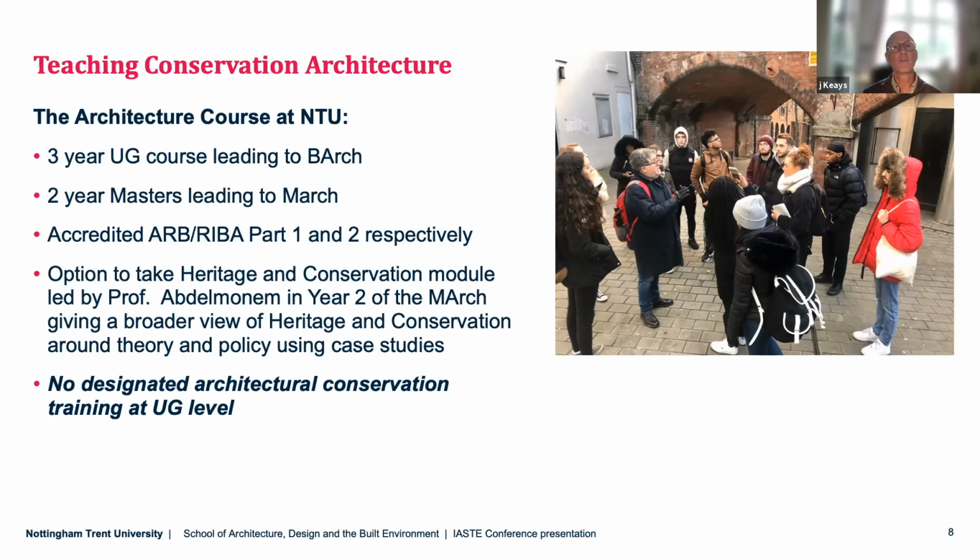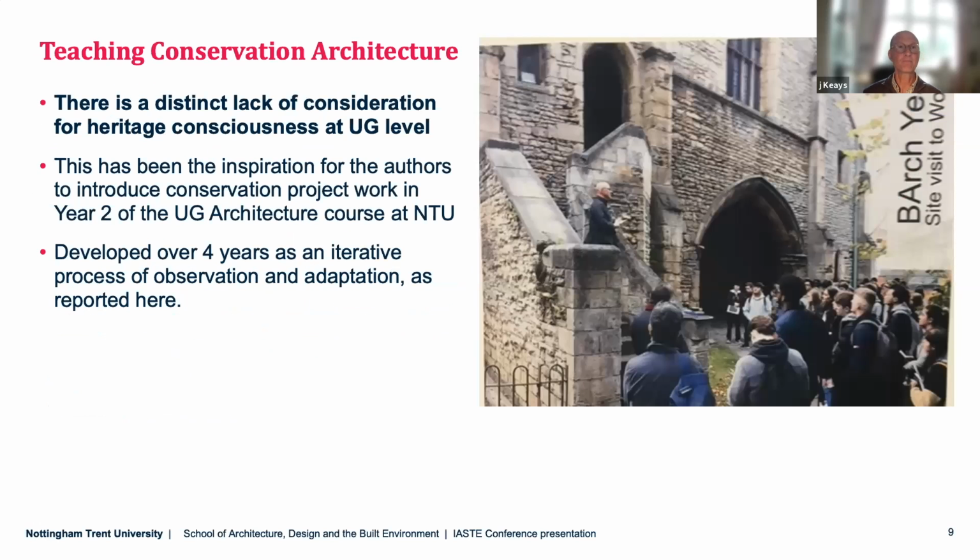But beyond what we're doing in our design studio, there is a 2-year master's leading to the MArch. Both are accredited by the ARB and the RIBA. In the master's level, there is an option to take a heritage and conservation module led by Gamal Abdelmonem in year 2. And that gives a broader view of heritage based around theory and policy using case studies. But again, there is no designated conservation training at the undergraduate level.